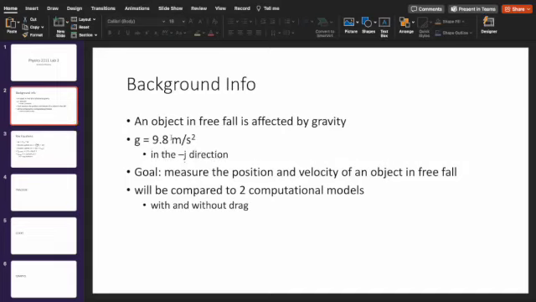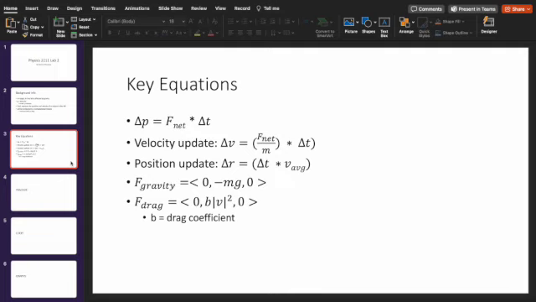So what happened in this lab is that an object with minimal drag, but with some drag, was dropped on the ground, and the object was measured through free fall, and its velocity and position were measured using the Tracker application. The goal was to measure the position and velocity of an object in free fall, and to compare it with two computational models, one with no drag and one with drag prevalent.